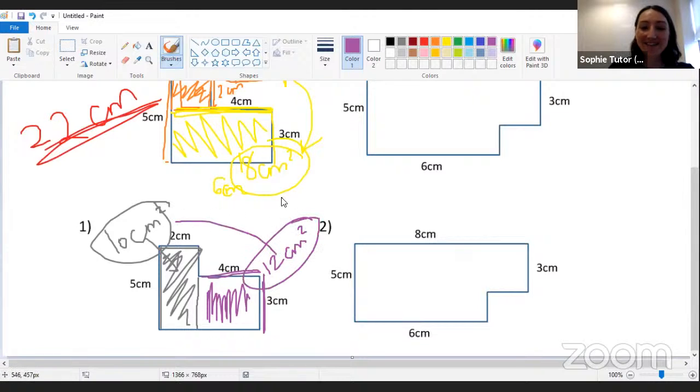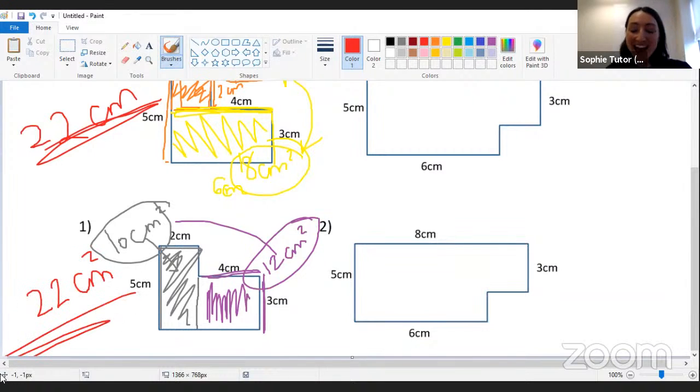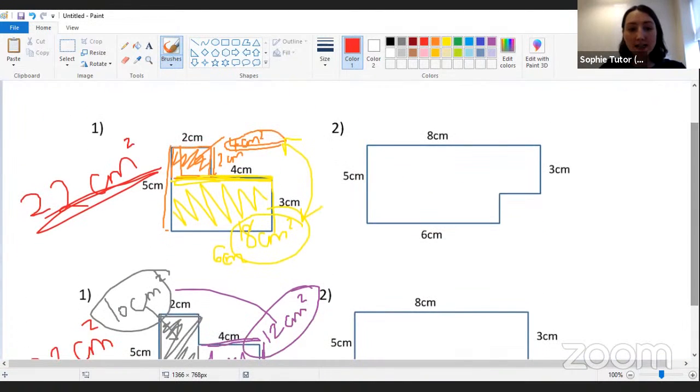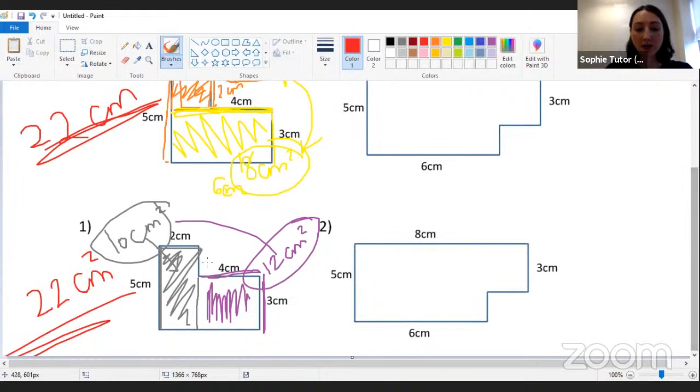And together, that gives us 22 centimeters squared. So it didn't matter which way you broke it down. You could have done it like we did at the top using orange and yellow, or you could have done it at the bottom using grey and purple like we did. It doesn't matter which way. The answer you get is the same either way. So you get to 22 centimeters squared.